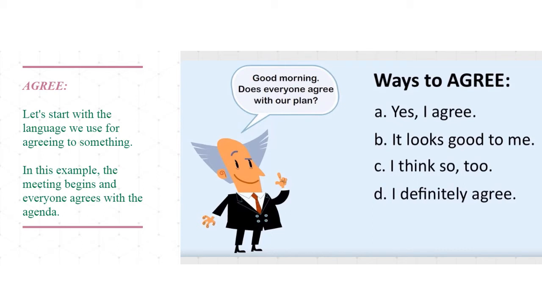In this first example, the meeting begins and everyone agrees with the agenda. How can we express our agreement? We can either say, "Yes, I agree," or "It looks good to me," or "I think so too," or "I definitely agree."